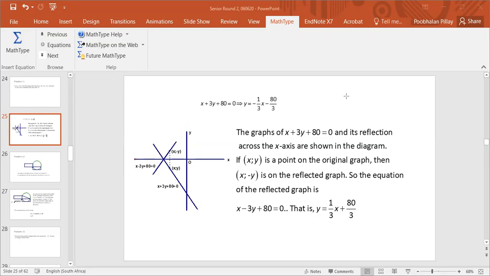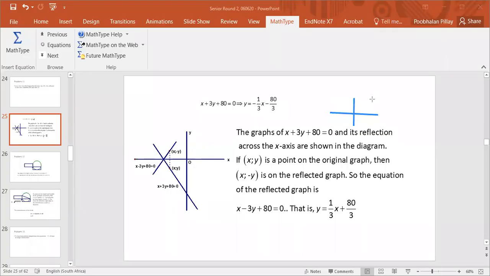You see, you can reflect across any line, and when you reflect across the x-axis, as we saw, the y becomes minus y. If you reflect across the y-axis, the y coordinates remain the same, but the x will change sign. So there the x becomes minus x. It's nice to remember that.